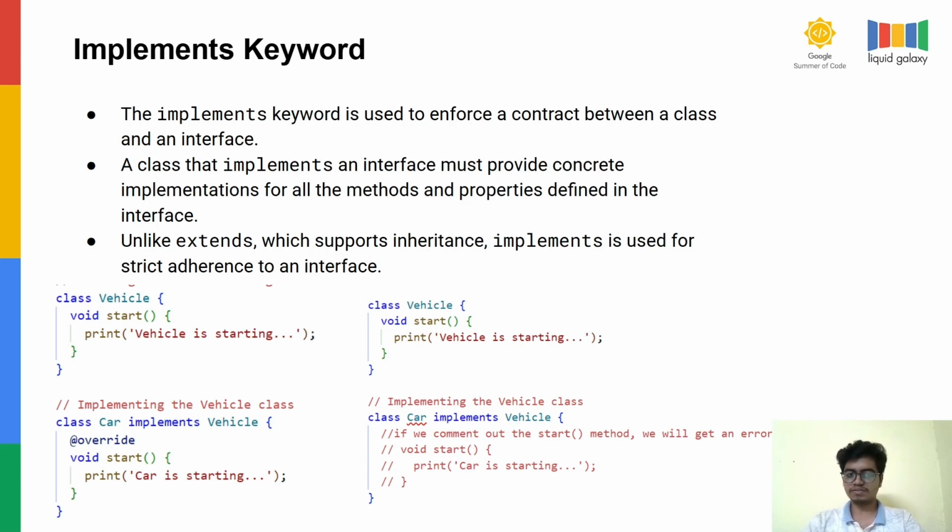So basically, a class that implements an interface must provide a concrete implementation for all the methods and properties defined in the interface. Unlike extends, which supports inheritance, implements is used for strict adherence to an interface. So it's different from extends. In extends, we don't need to override all the methods of the parent class. But in implements, we have to override all the methods of the parent class. If we don't override them, then it will give an error.